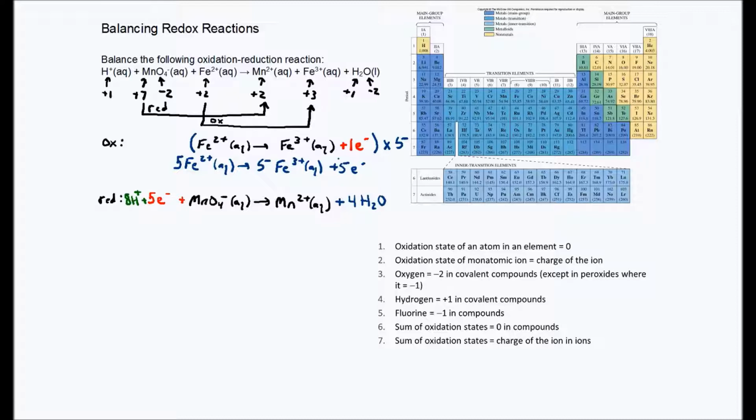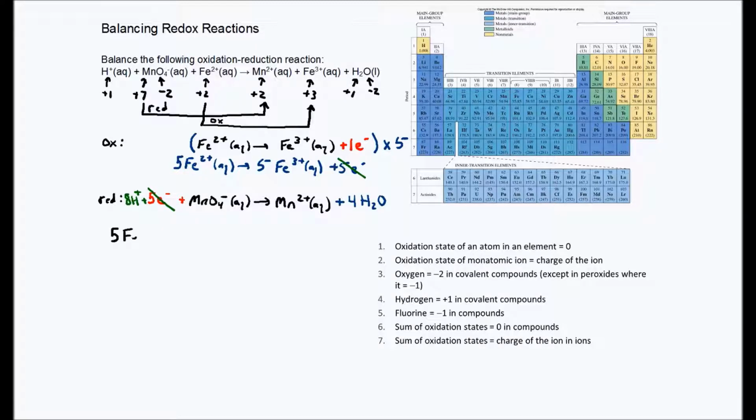Okay, and now I go through and I'm going to add these things together. And I cancel out what appears on both sides. And what appears on both sides is 5 electrons. Nothing else appears on both sides, so that's the only thing I can cancel. And what I'm left with then is my balanced reaction.